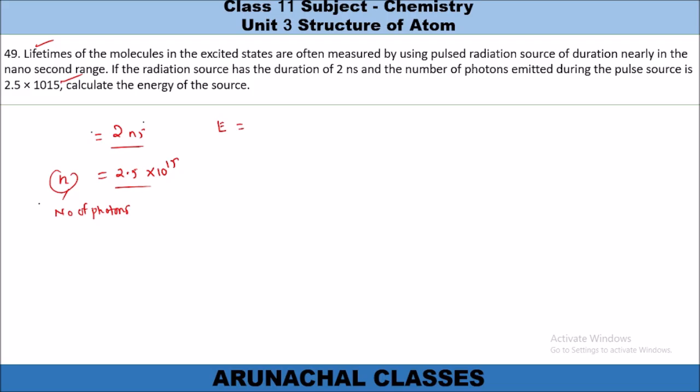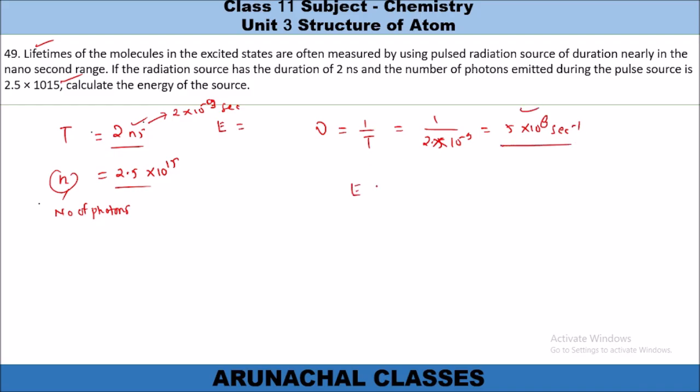So the time period is given, capital T, that is 2 nanosecond. This 2 nanosecond can be converted into second, that is 2 multiplied with 10 power minus 9 second. Now we know that frequency is 1 upon T. So 1 upon 2 multiplied with 10 power minus 9. So it will be 5 multiplied with 10 power 8 second inverse. So that will be the frequency.